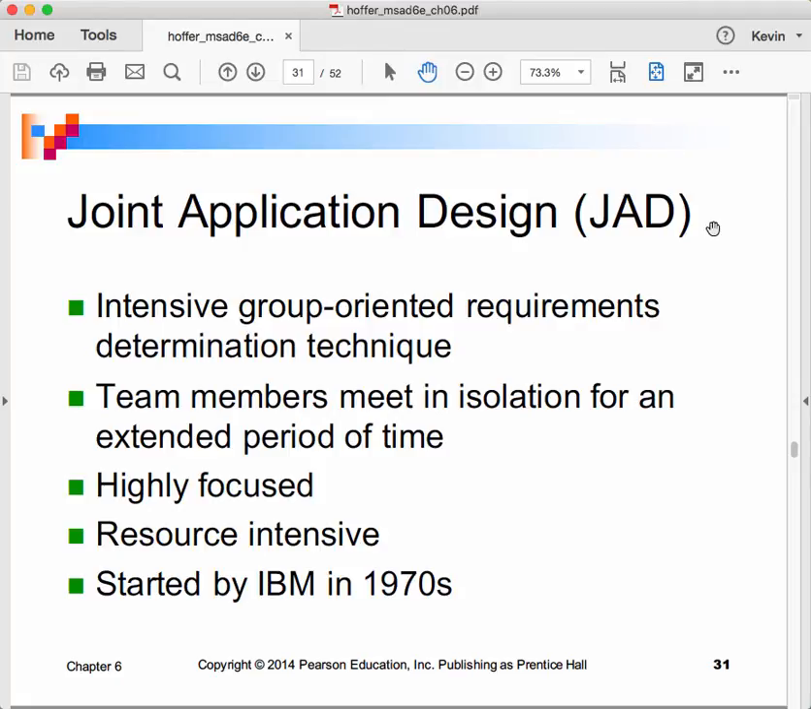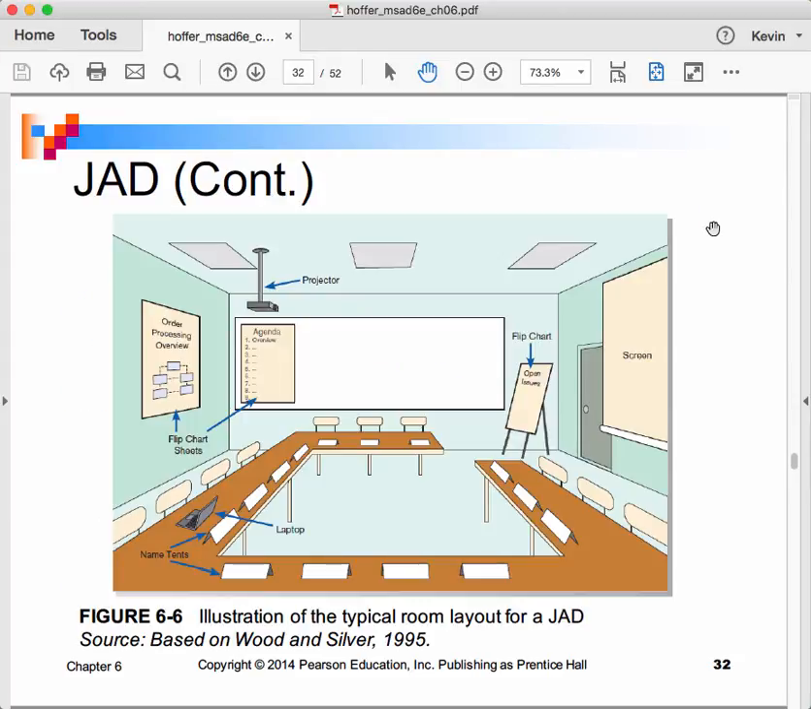I talked a little bit about the JAD before. So the JAD is an intensive group-oriented requirements determination technique. The team members meet in isolation for an extended period of time, at least a day, sometimes several days, typically off-site. Highly focused. It's resource intensive because we have a lot of people there. It was started by IBM in the 1970s.